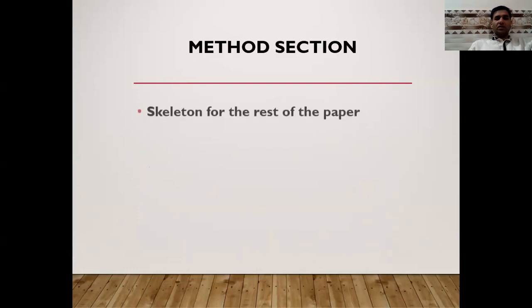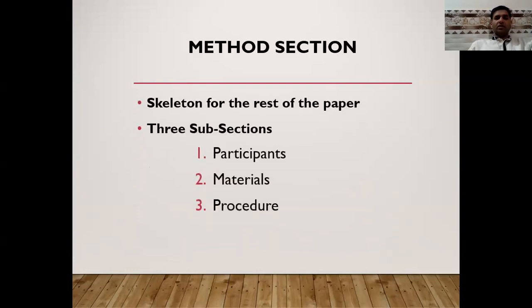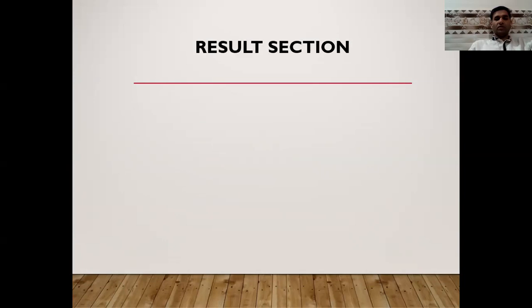Method section, skeleton for the rest of the paper. The three subsections: participants, material, procedures. When it comes to the subsections participants, material, and procedures, I'll be uploading another video on audience analysis. In that you can work on participants, materials, and procedures.